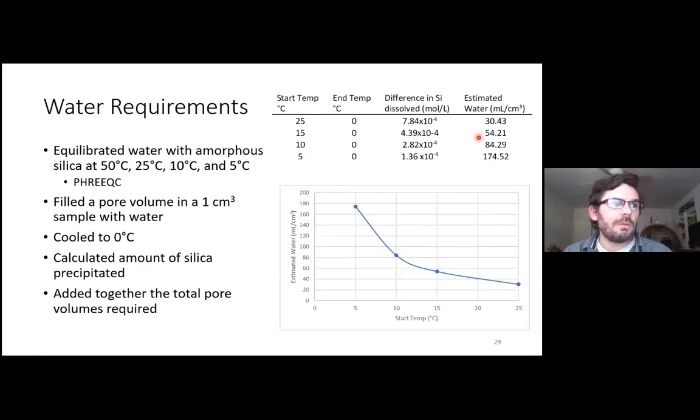And so for each of these cubic centimeters, at 25 degrees we need about 30 milliliters of water, down to about 175 milliliters of water per cubic centimeter if the starting temperature started at 5. And then this graph here just shows these same numbers graphically.